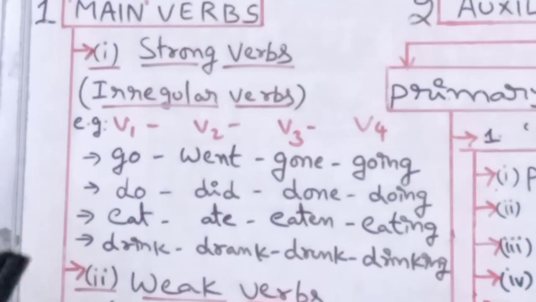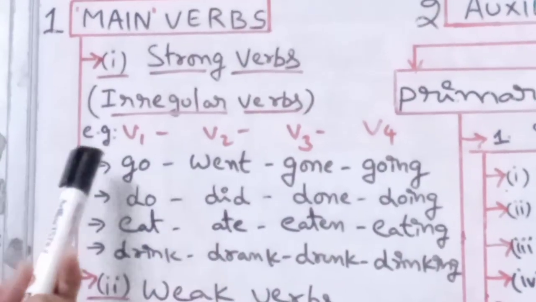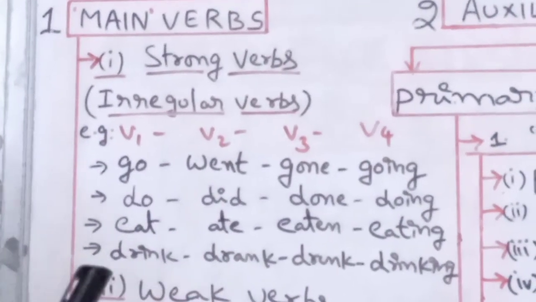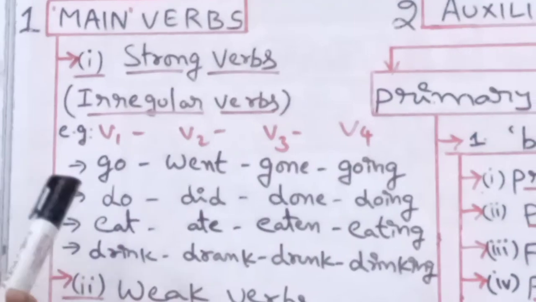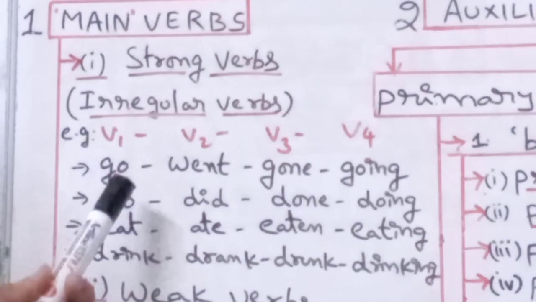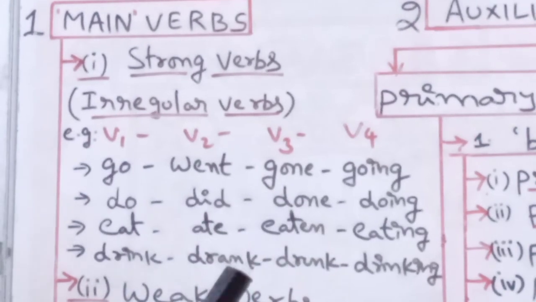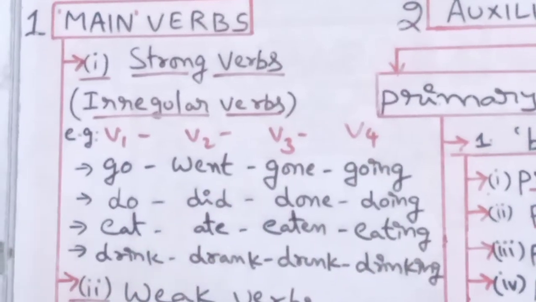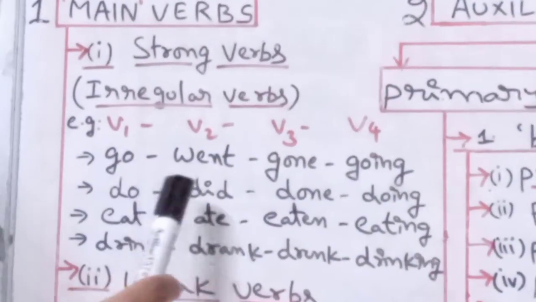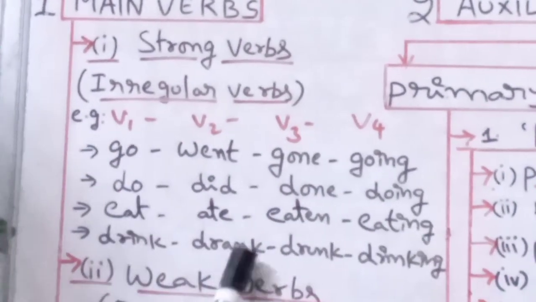Let us see why and how. If you see the examples, you will understand the concept easily. See here, have a look. Just now I have told every verb has 4 forms: V1, V2, V3, V4. If you take the example go, V1 is go, present tense form, V2 is went, past tense form, V3 is gone, past participle form, V4 is going, present participle form. And now here, go, went, gone, going, do, did, done, doing, eat, ate, eaten, eating, drink, drank, drunk, drinking.